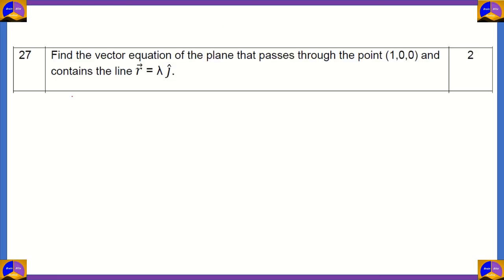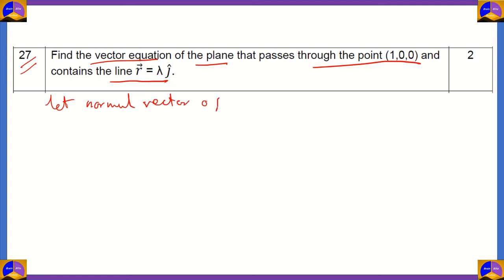Now let's look at question number 27. Find the vector equation of the plane that passes through the point 1, 0, 0 and contains the line r bar equals lambda j cap. How do we solve this question? To solve this question, let the normal vector of the plane be represented as some n bar.